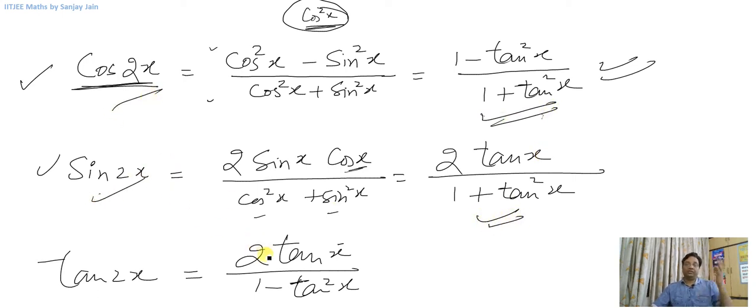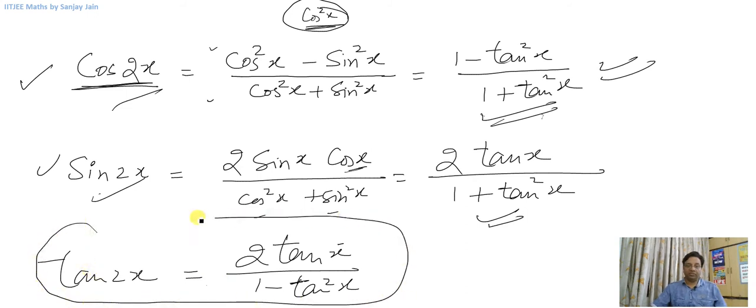To find the numerators, you can memorize this formula only of tan 2x. You know that the numerator of this formula will be the numerator of sin 2x, and the denominator of this formula will be the numerator of cos 2x, right? And how did we derive this formula?